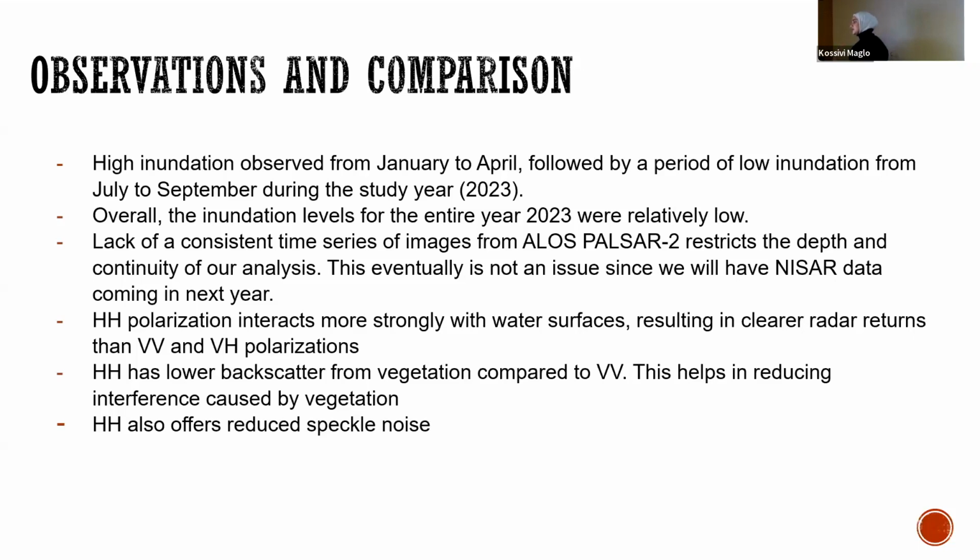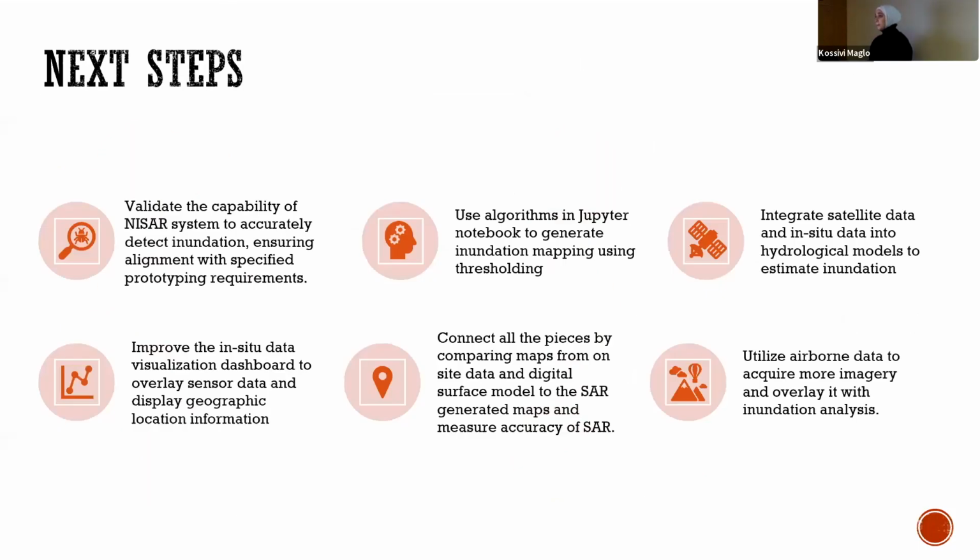And also in our analysis, we found that the HH polarization plays a great role in the analysis. It interacts more strongly with the water surface, yielding clearly a radar return compared to VV and VH, and it demonstrates a lower backscatter from the vegetation in contrast to the VV polarization. And another noteworthy advantage is the reduction of speckle noise. HH polarization helps us achieve a clearer and more accurate signal by minimizing the unwanted noise in our radar returns.